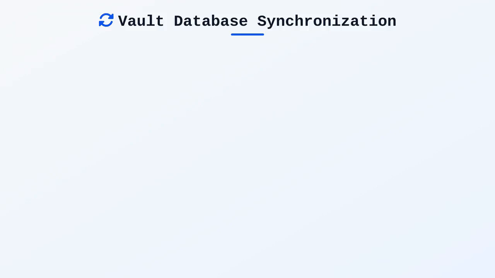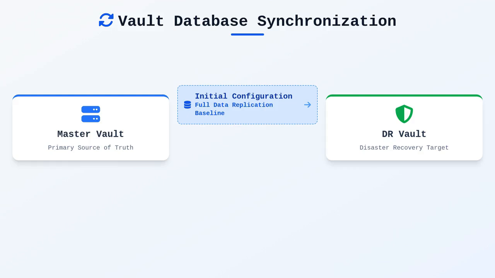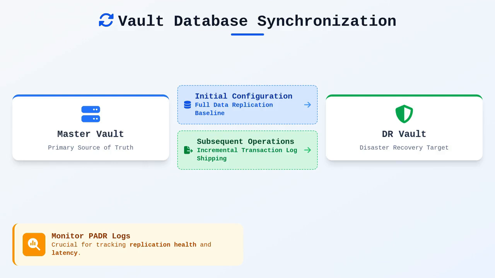The synchronization process itself utilizes a combination of full data replication and optimized differential sync operations to maintain parity between the physical vault databases. During the initial configuration, the DR Vault performs a complete transfer of the master vault's data to create a baseline, but subsequent operations rely heavily on transaction log shipping to update the DR site incrementally. You must monitor the PADR logs diligently, as they provide the truth regarding whether the replication channel is healthy or suffering from persistent latency. If the replication lag grows too large, the database synchronization will fail to reach a consistent state, rendering your DR readiness insufficient for a sudden production failure.